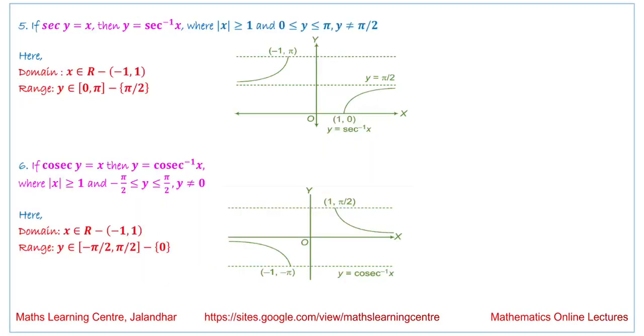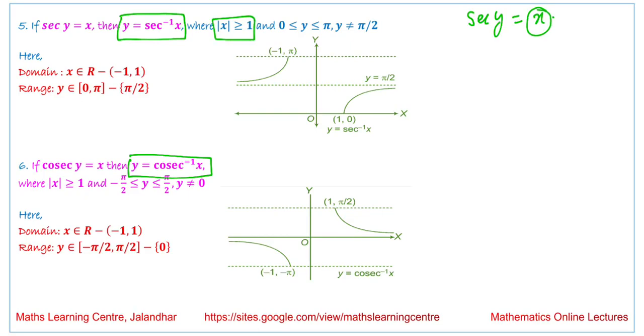The next functions we have are the function secant y is equal to x, and corresponding to it the function y is equal to secant inverse of x, and second, y is equal to cosecant inverse of x. So the domain and codomain of these functions: when we are talking about secant of y is equal to x, what are the possible values of x? Either x is greater than or equal to 1 or x is less than or equal to minus 1.